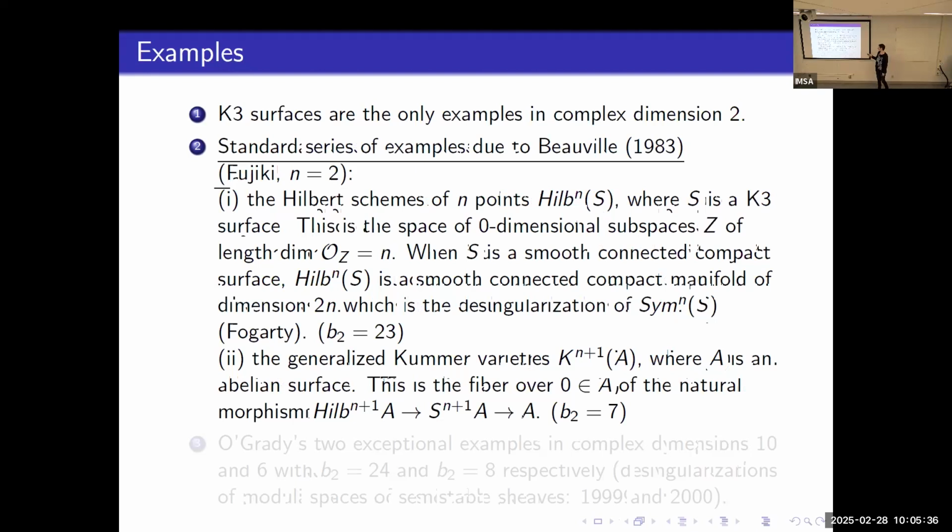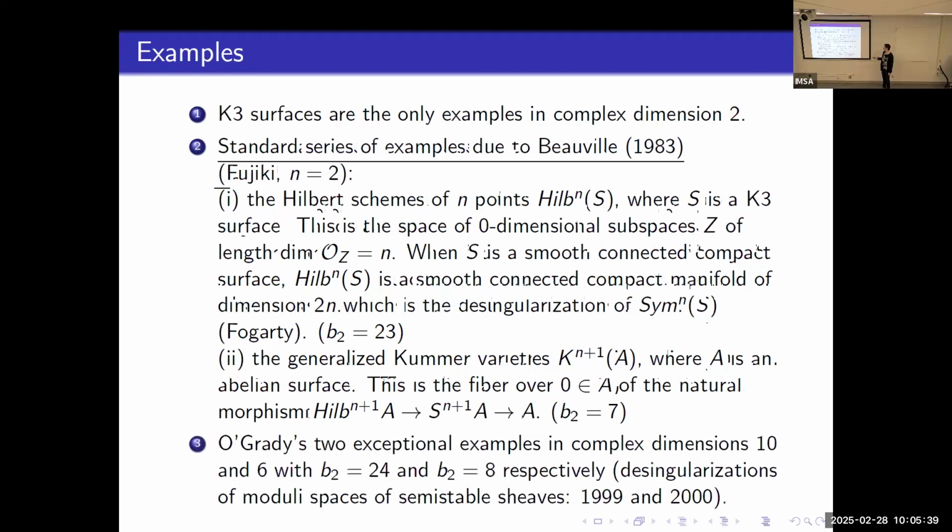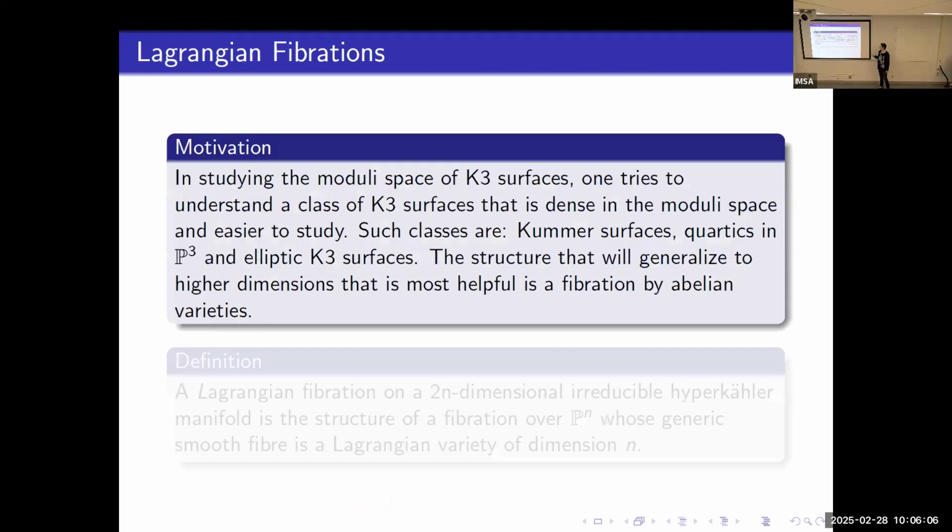And other than these classical examples, you also have two exceptional examples in complex dimensions 6 and 10, which come from moduli spaces of semi-stable sheaves, either on K3 surfaces or abelian surfaces. So in the compact case, so far these are all of the examples we know. And each one of these examples is deformation equivalent to a Lagrangian fibration.